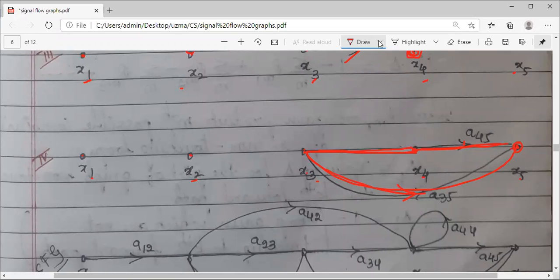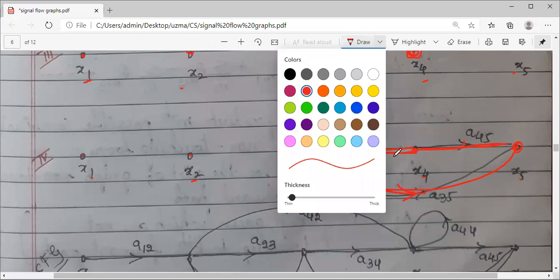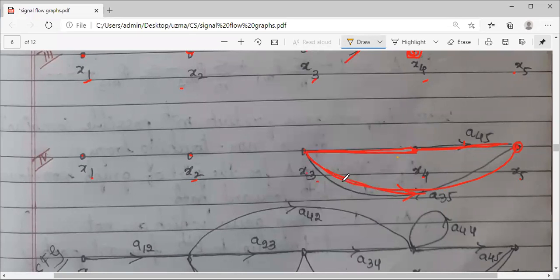What will happen if I take a straight line? Suppose instead of a curved path, I draw the line between X3 and X5 straight. Here, if I draw a straight line, node X4 comes in between, which is not correct. I want a direct connection from X3 to X5. That's why take a curved path.